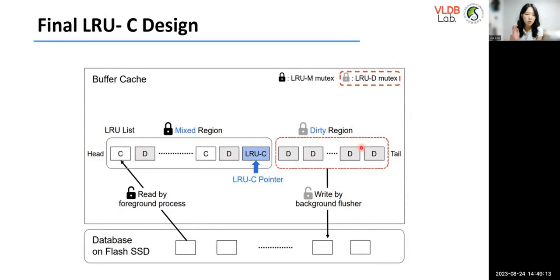So by exploiting this fact, we divided the global LRU list mutex into two mutexes to enable simultaneous access of the foreground and the background processes to the LRU list. As a result, the LRUD mutex protects the dirty region, and the LRUM mutex protects the mixed region. Therefore, the foreground reader and the background writer can issue read and write requests at the same time by acquiring two different mutexes.